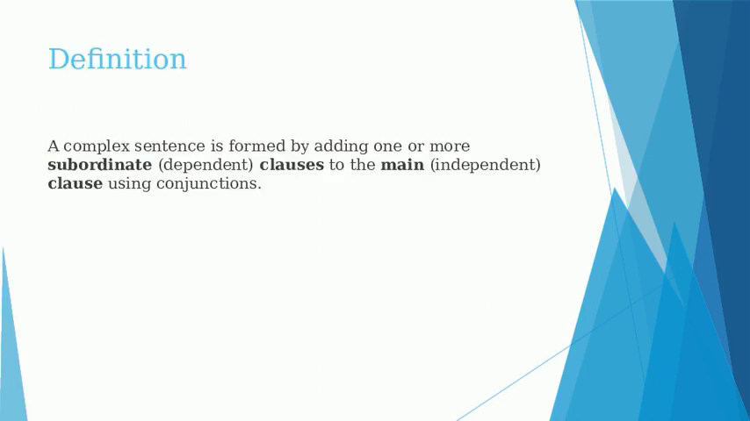Okay. Definition: a complex sentence is formed by adding one or more subordinate clauses, they're dependent clauses, to the main or independent clause using conjunctions. So basically, three parts: the main clause, the subordinate conjunction, and the dependent clause.